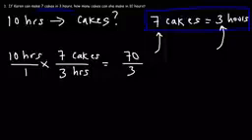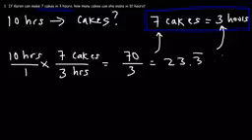Now let's get a calculator to convert this to a decimal. 70 divided by 3 is 23.3 repeating. So that's how many cakes she can make in 10 hours.